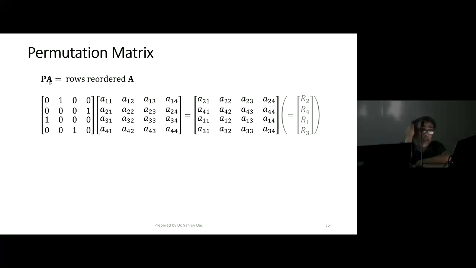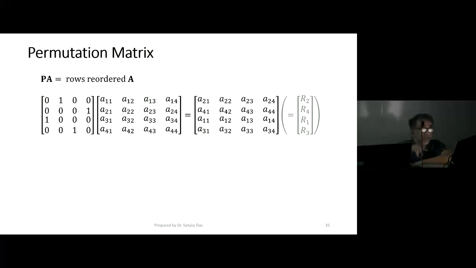Now, what does pre-multiplication of any matrix A with a permutation matrix look like? So this is my permutation matrix, and this is my matrix A. What do I get here? I have basically rearranged the rows of this matrix A. So pre-multiplication with a permutation matrix is equivalent to rearranging the rows of the matrix.